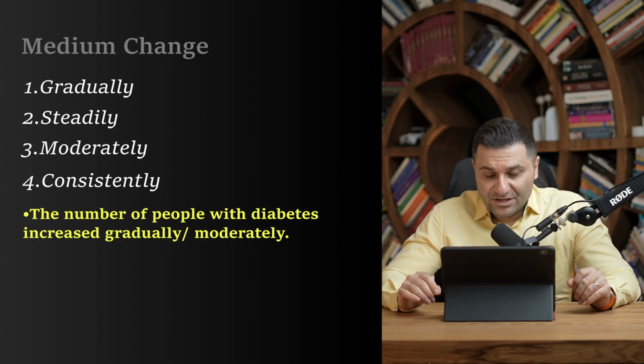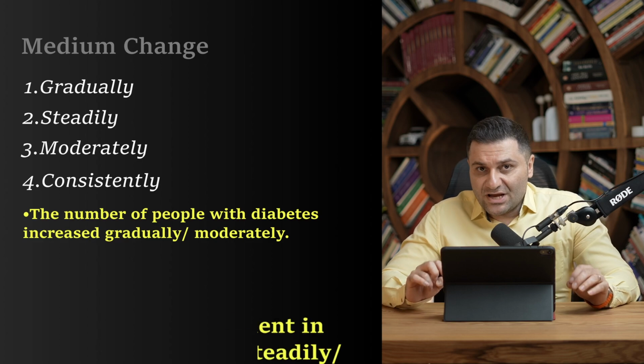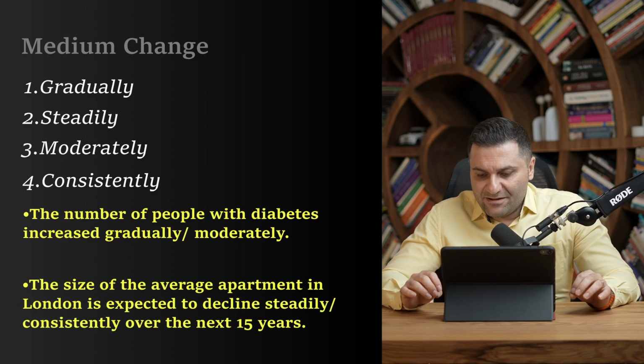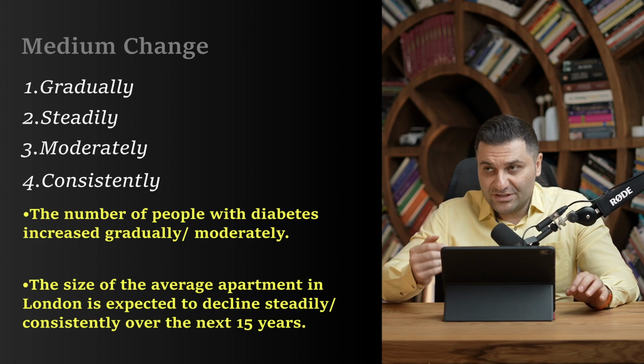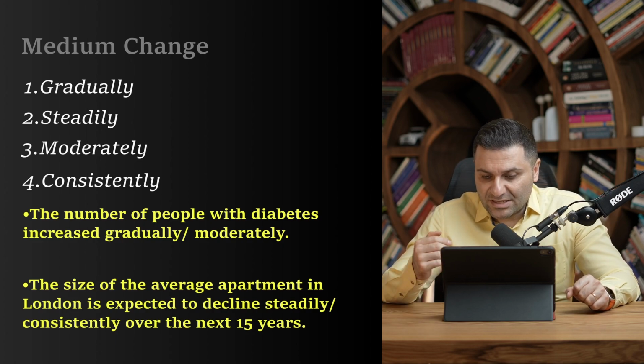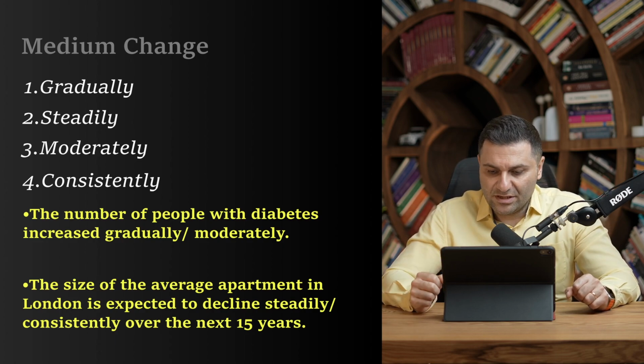Now, let's make another example. The size of the average apartment in London, this is our noun phrase, is expected to decline. So it is about the future: is expected to decline steadily or consistently over the next 15 years.